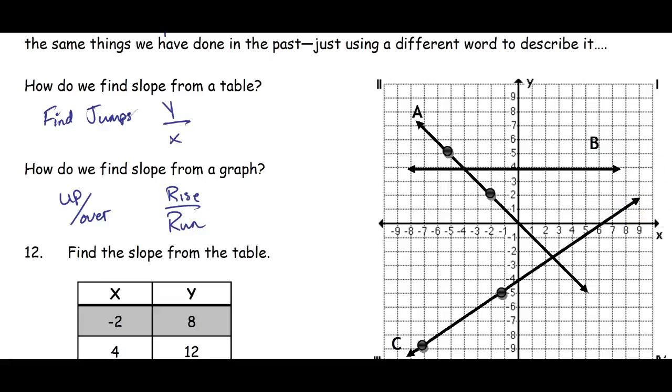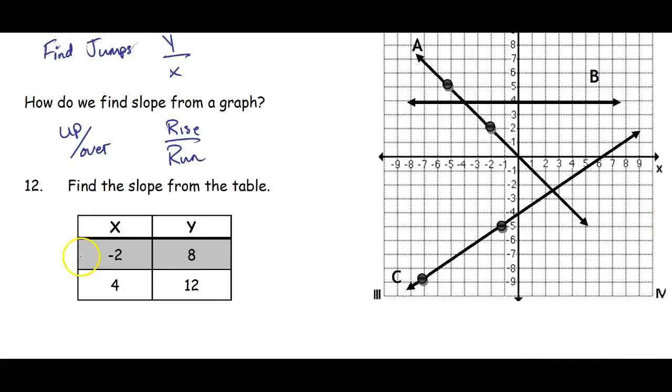So number 12, let's find our slope from the table. So here you're looking for the jumps in x's and y's. Okay, so how do you get from -2 to 4? Well, -2 to 4, you're going to add 6. So how do you get from 8 to 12? You're going to add 4. Now what do I do with this 4 and 6? Well, if you look up here, we know our y goes on top, so 4 is going to go on top. Our 6 is going to go on the bottom. But we're not done yet because you have to simplify. When you simplify, it goes to 2 over 3.